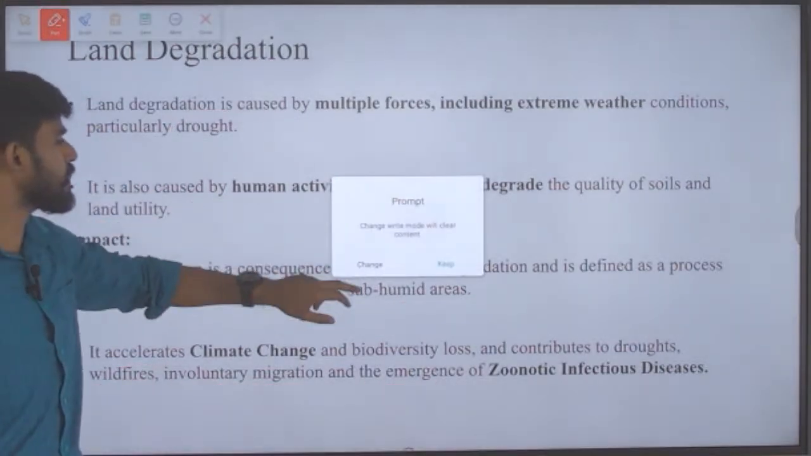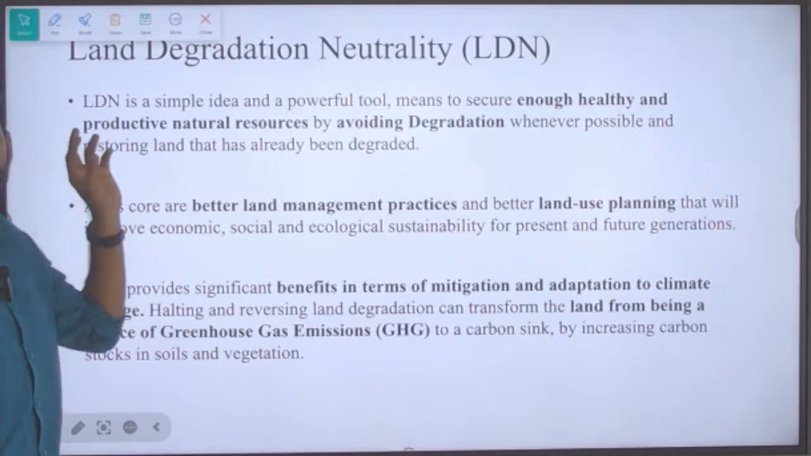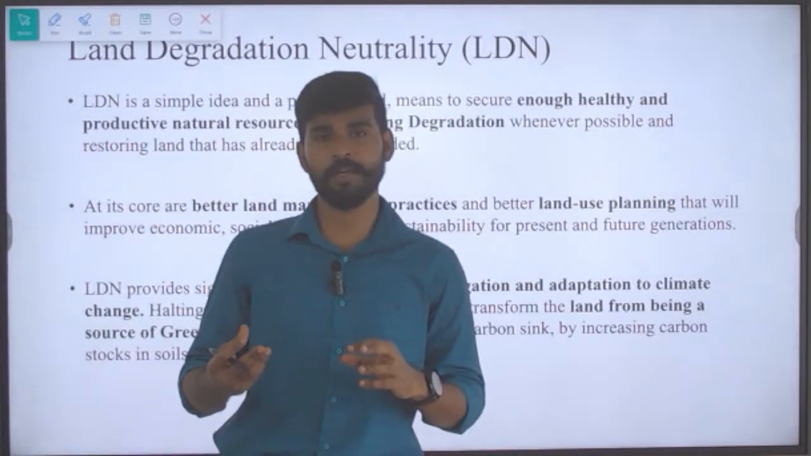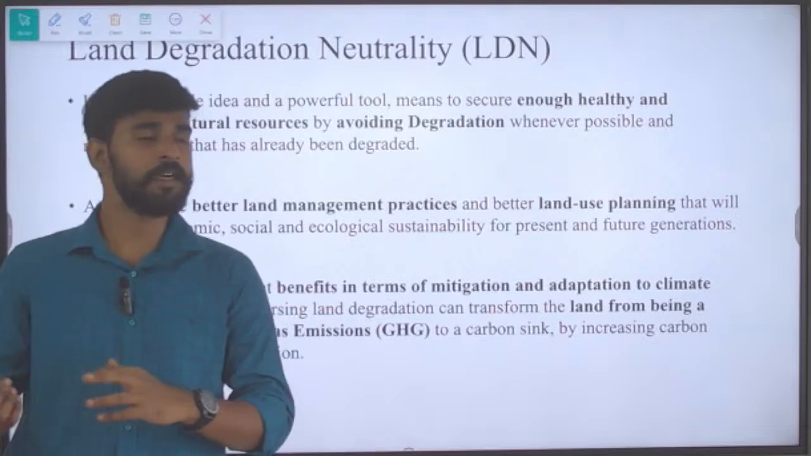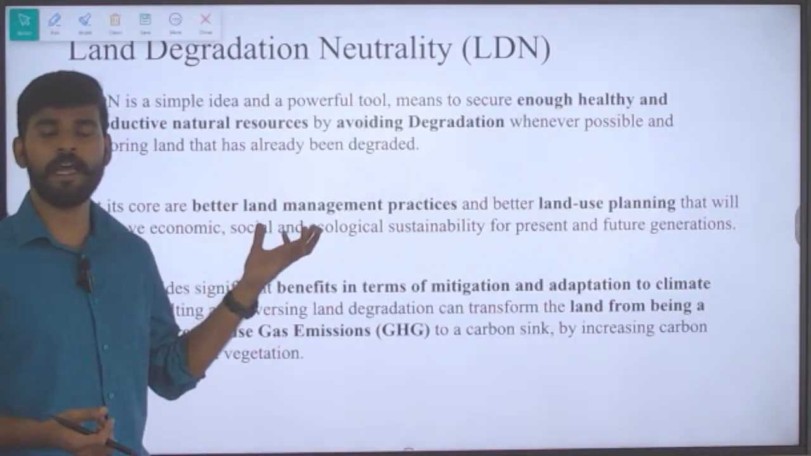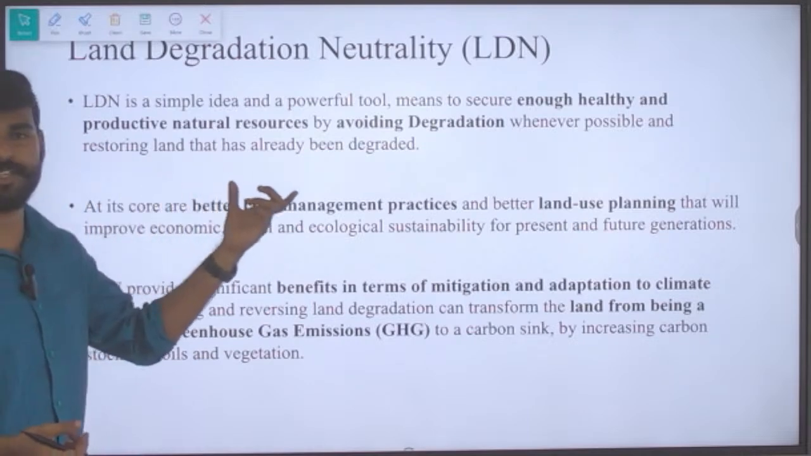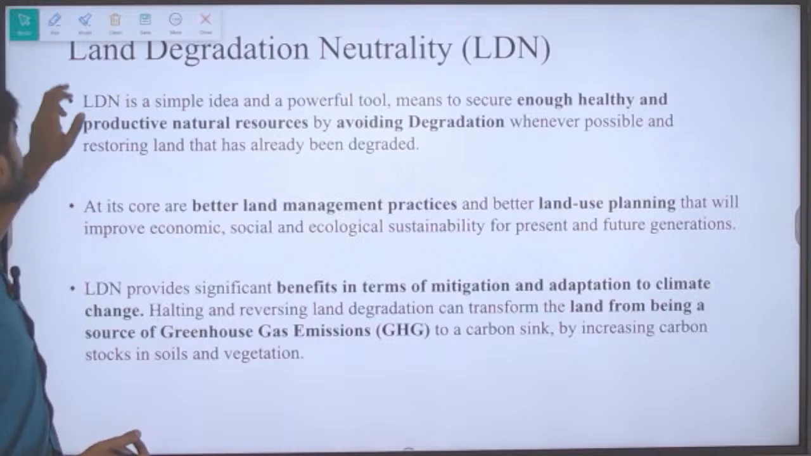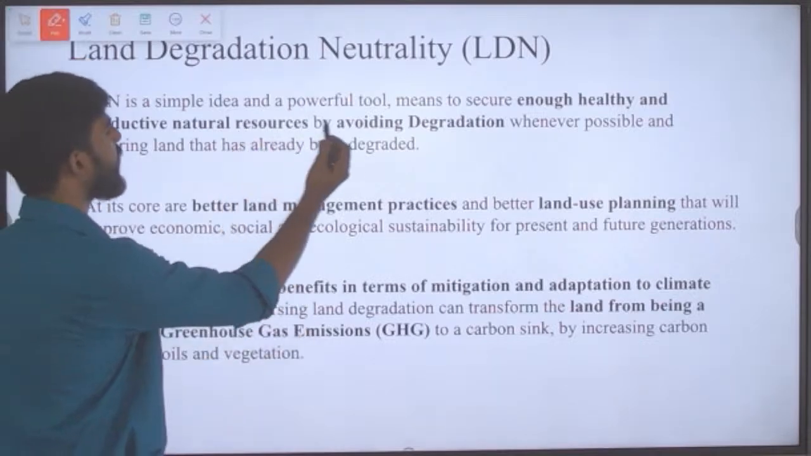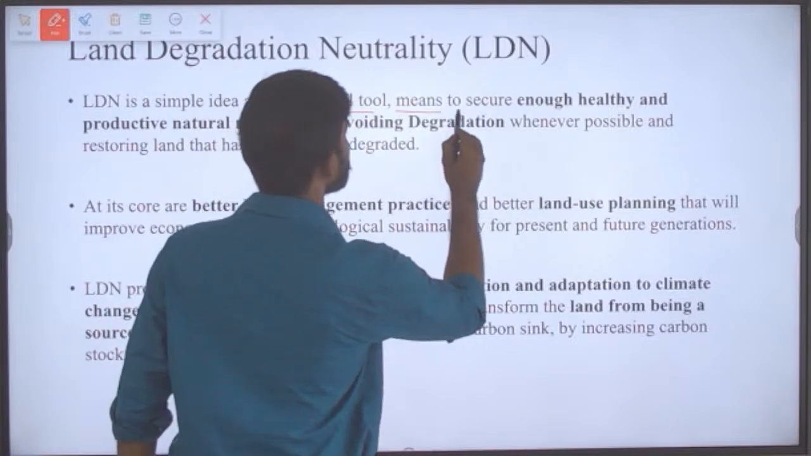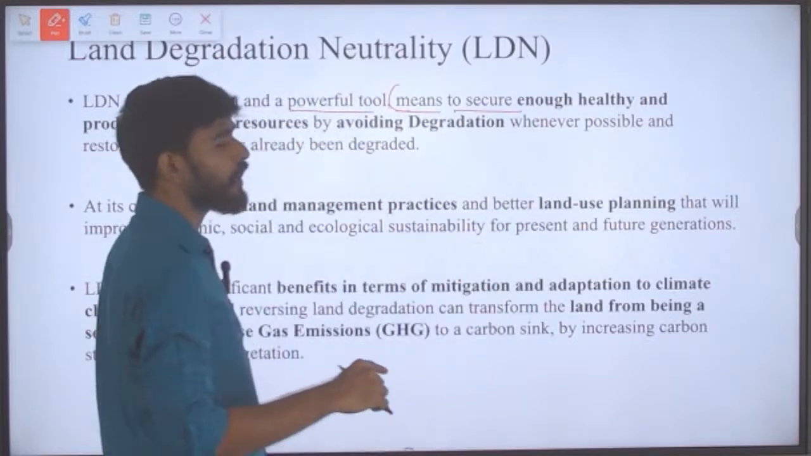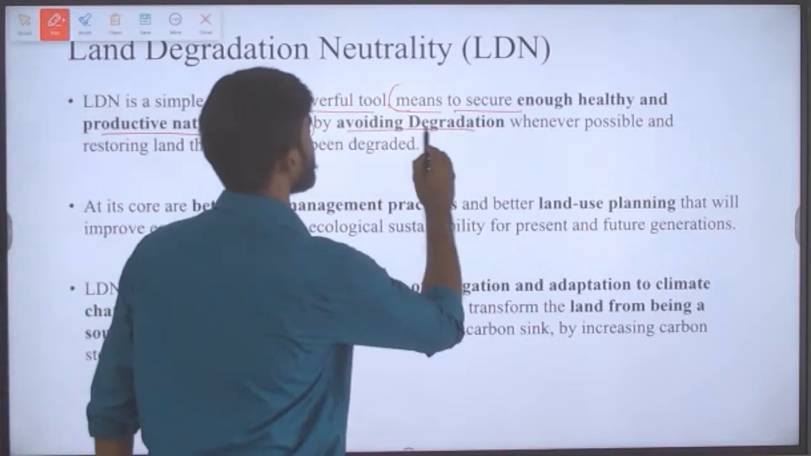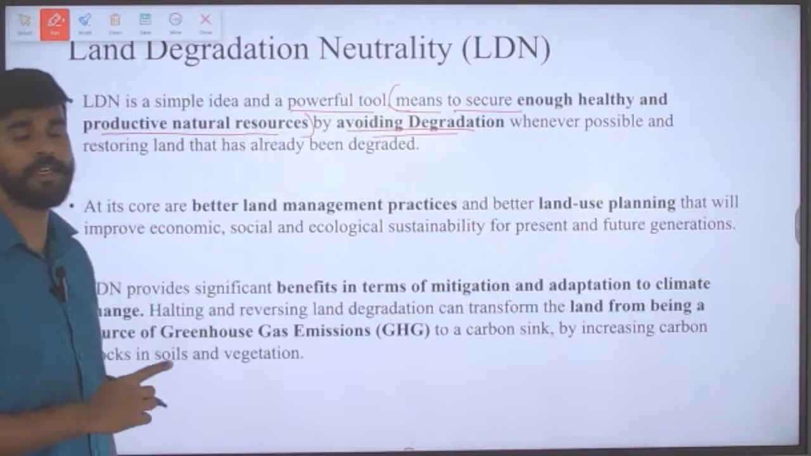Next, we need to understand something called land degradation neutrality. Just like we have carbon neutrality or net zero that we study in the climate change topic, here in the land degradation topic, we have land degradation neutrality. This is again a target which has been set globally. Land degradation neutrality is a simple idea and a powerful tool, which means to secure enough healthy and productive natural resources by avoiding degradation. That is land degradation neutrality.